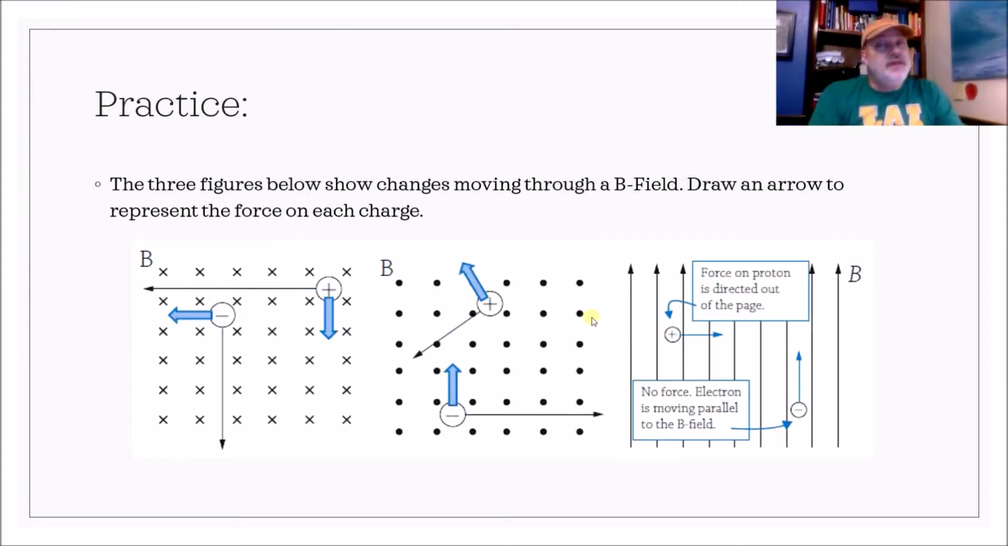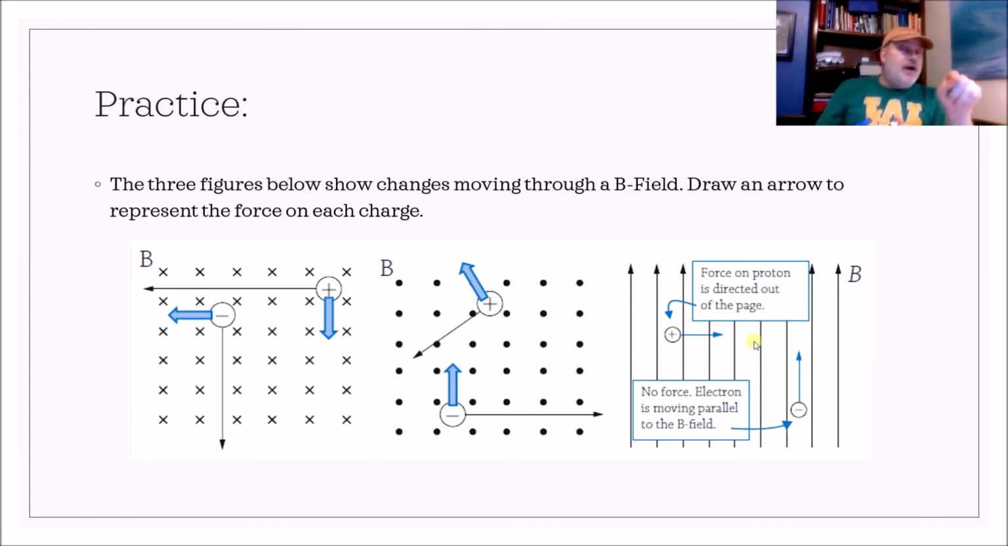Did you get these answers? The positive charge here gets a force down, negative charge to the left, and so forth. A couple of things over here. The force on this proton is directed out of the page because the magnetic field is up and the thumb points to the right, so the palm points upward out of the page.